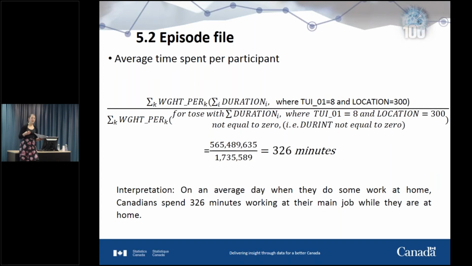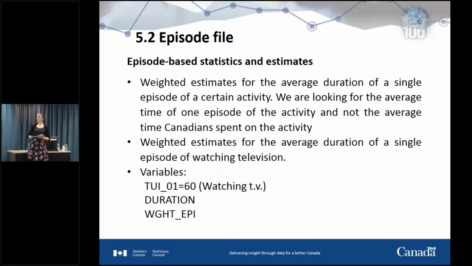Now the average time spent by participants. The only difference now is the denominator, where we keep only participants. And we get that on an average day when they do some work at home, Canadians spend 326 minutes working at their main job while they are at home. So it makes more sense. Always ask yourself if you should be doing average time in the population or per participant.